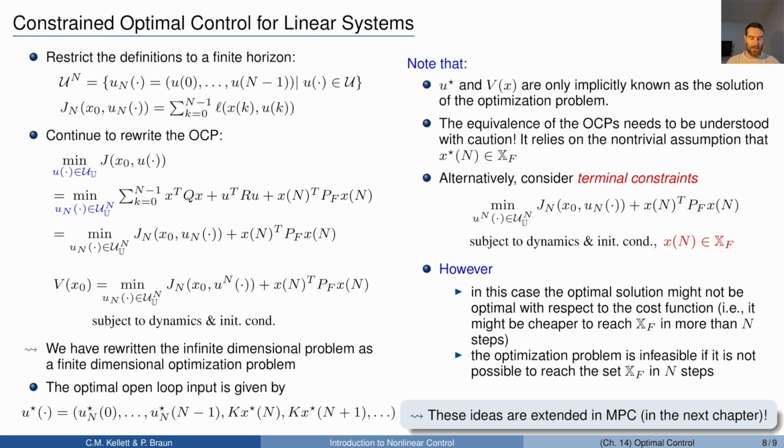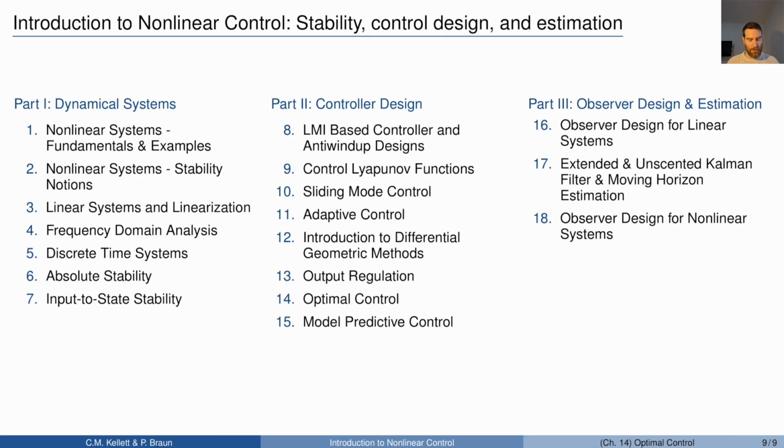So what we did was to rewrite the optimization problem into a finite dimensional optimization problem, making use of the principle of optimality to get a tractable problem to be solved. And this will be extended in the next chapter and in the next presentation in the context of model predictive control. With this, I want to conclude the presentation here, and as mentioned, then talk about model predictive control.